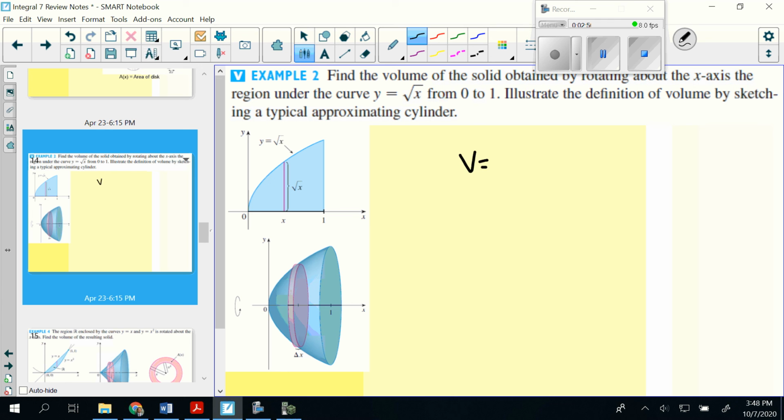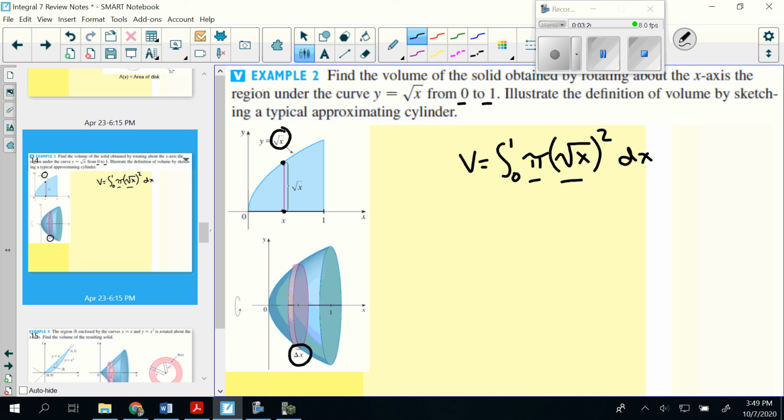So let's write out our integral from 0 to 1 of pi times the radius. Well, our radius, no matter where we are, is going to be the y value that comes from taking the square root of whatever the x value is. So square root of x is our radius, squared, pi r squared, times the height, and the height of each of those cylinders is dx. So if we integrate that, that should give us our volume.